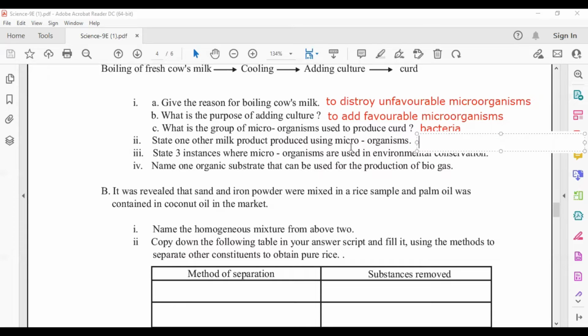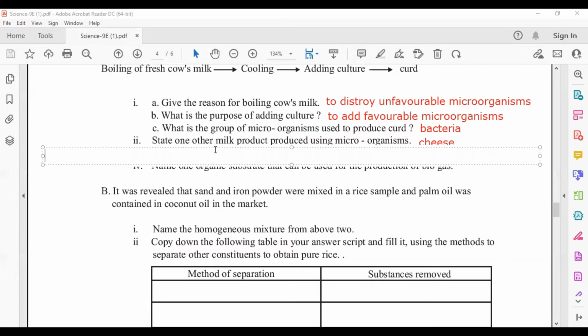State one other milk product produced using microorganisms. We can take cheese. State 3 instances where microorganisms are used in environmental conservation. Here I'll put in 3 instances where we are using microorganisms to conserve the environment. We call it bioremediation.